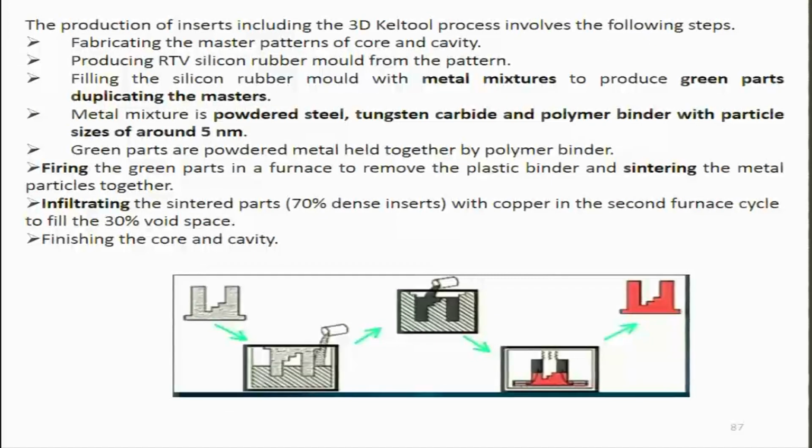So here what is happening is that in the first step you are fabricating the master pattern through core and cavity and producing an RTV silicone rubber mold out of the pattern. Okay, so this is the RTV silicone rubber mold. Then you fill the silicone mold with metal mixtures to produce green parts. Okay, so green parts are powder metals held together by polymer binders. So these are metal polymer matrices, just like the epoxy aluminum matrix. In a similar manner there are a variety of other metal mixtures.